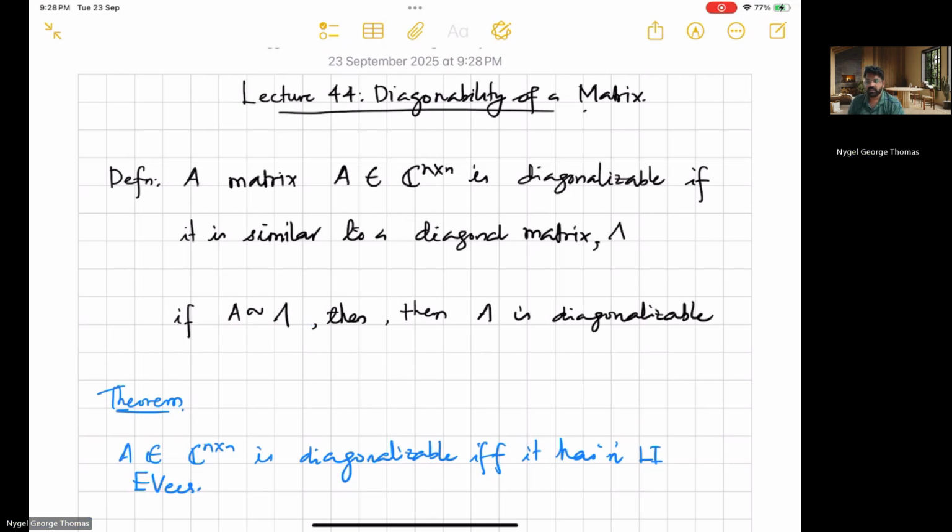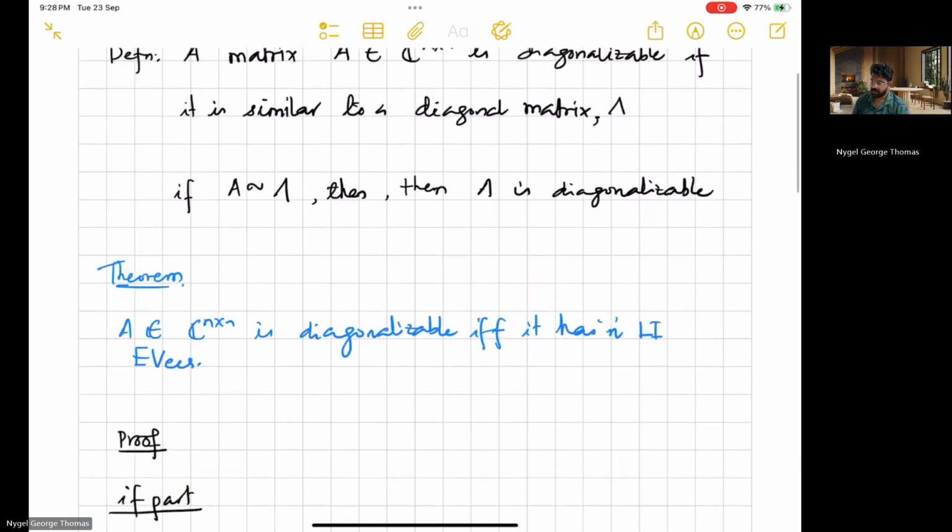Under what conditions can we say that a matrix is diagonalizable? With respect to that we have a theorem: a matrix is diagonalizable if and only if it has n linearly independent eigenvectors. So if the eigenvectors are linearly independent, the matrix is diagonalizable.